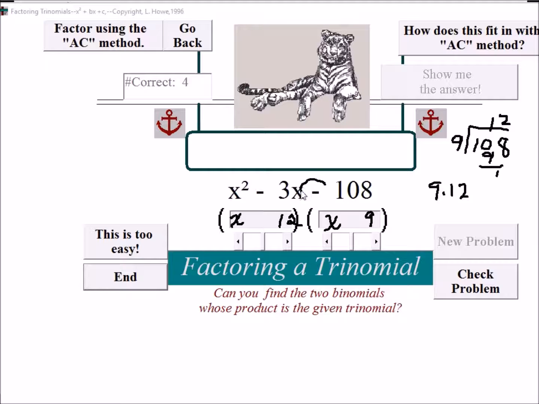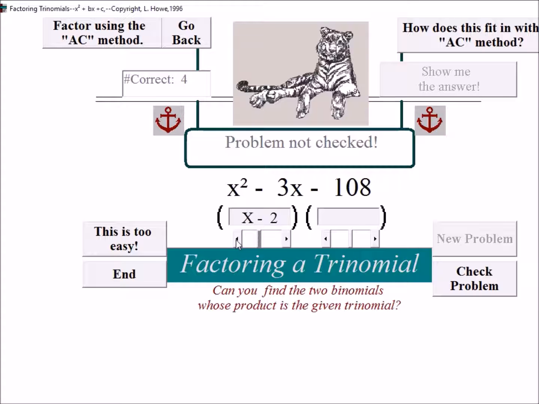The signs must be different. One of these must be plus and one of them must be minus. But in the battle for the sign of the middle term, the negatives have to win, which means that the larger number here has to be negative and the other one positive. Let's see, x minus 12. I'm pushing minimize, so now I can answer. And x plus 9. And we win.